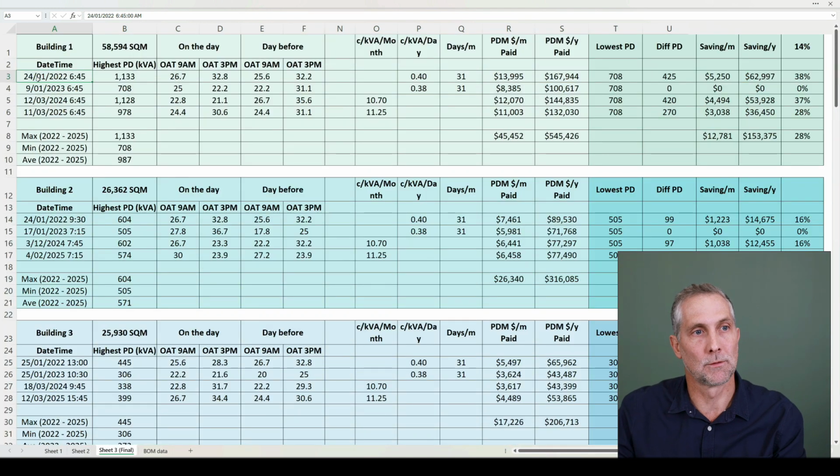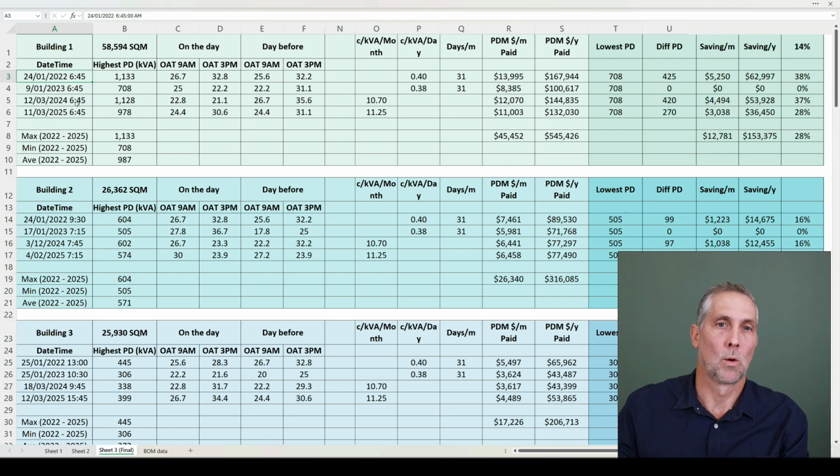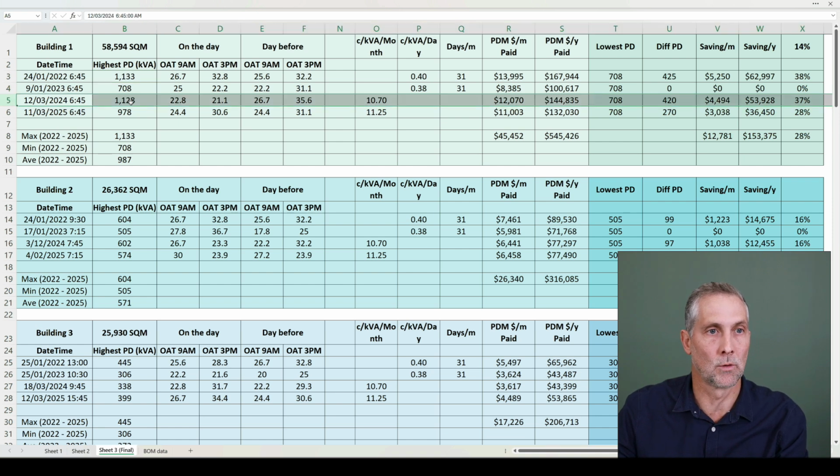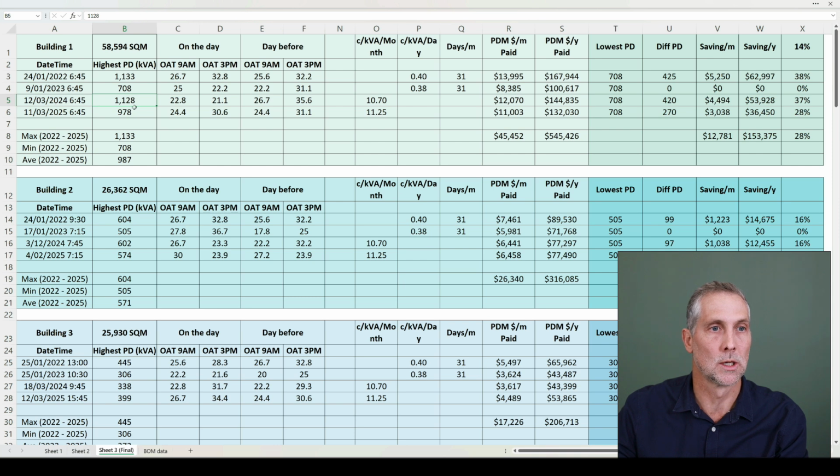And then I got the data for 4 years: 2022, 2023, 2024, 2025. I got the data of, in that year, what month, what day, what time did they exceed the peak demand. In 2022 at 6:45, we hit 1,133. Next year, 708, 1,128. And this is the one we've been looking at in the invoice. This is the invoice for this month, the 12th of March. This is the actual invoice for that one.